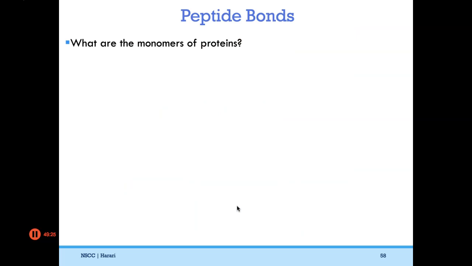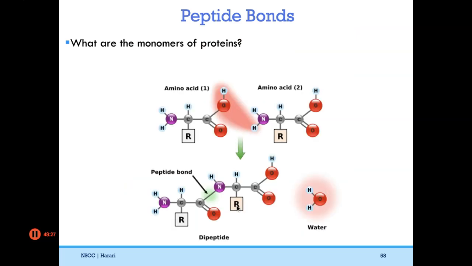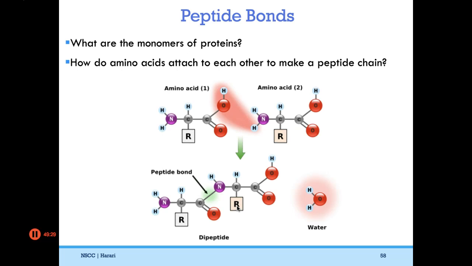Right. So what are the monomers of proteins again? Amino acids. How do amino acids attach to each other to make a peptide chain? Dehydration, right? So here we have two amino acids, amino acid 1 and amino acid 2. We have to make a peptide bond between these two amino acids.